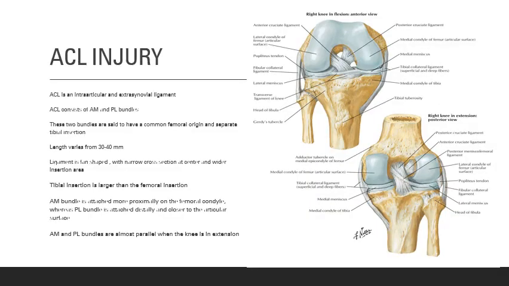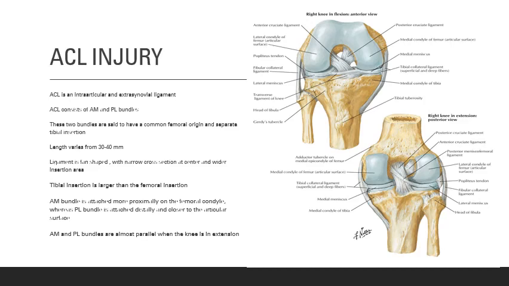Now we will discuss the second type of injury, that is ligamentous injury of the knee, ACL injury. ACL is an intra-articular extrasynovial ligament. ACL consists of anteromedial and posterolateral bundles. These two bundles are said to have common femoral origin and separate tibial insertion. Length varies from 30 to 40 mm. Ligament is fan-shaped with narrow cross-section at center and wider insertion area. Tibial insertion is larger than the femoral insertion.